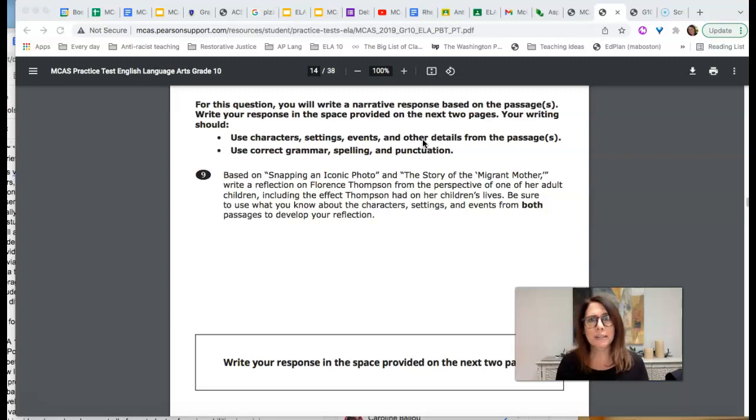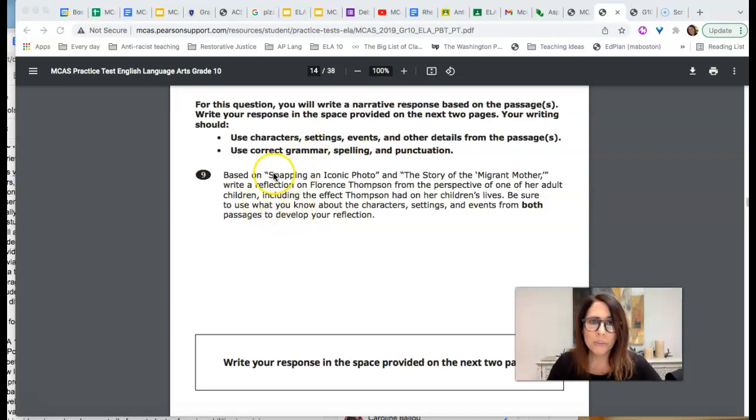A narrative is like jumping into someone else's shoes and writing from their perspective as if you were that person, which means that you would use the pronoun I, but you wouldn't be talking about yourself. You'd be writing about that person or character that they tell you to be. So you still have to use details from the text. They say character, setting, events, and of course, correct spelling and punctuation. Big deal. Please use your punctuation. Periods, commas, capital letters, all of those definitely count.